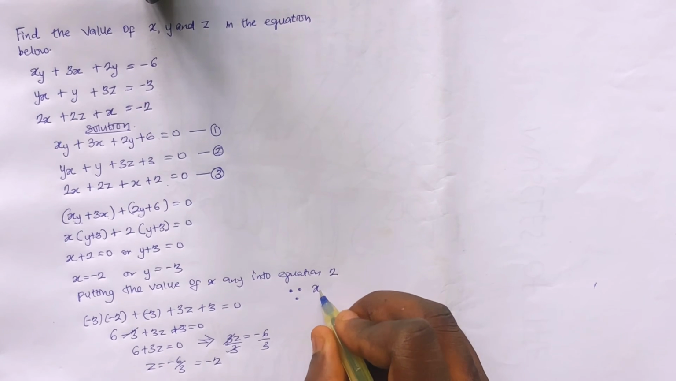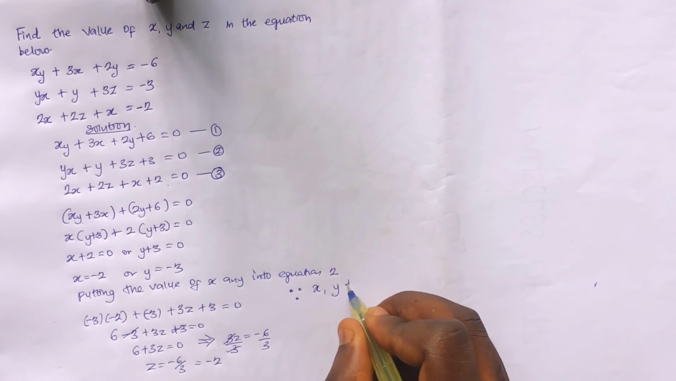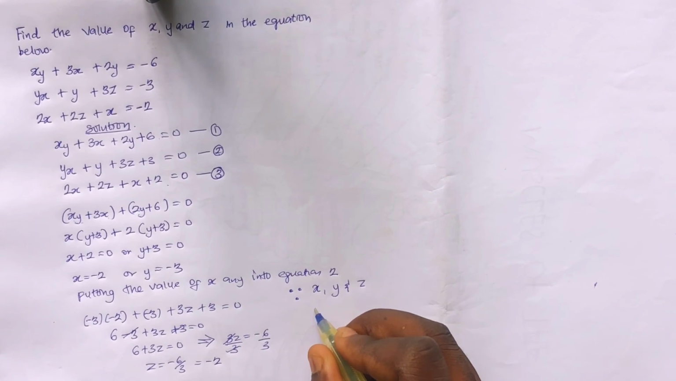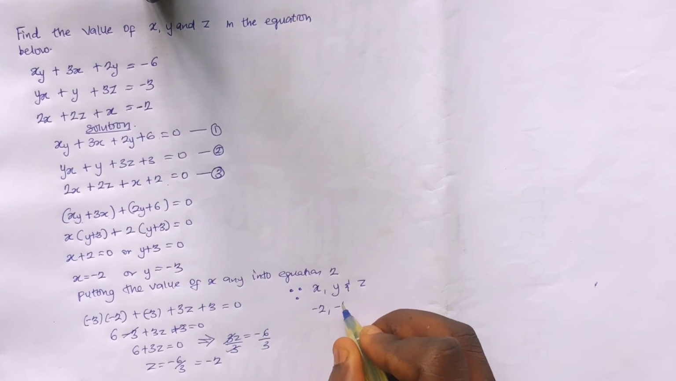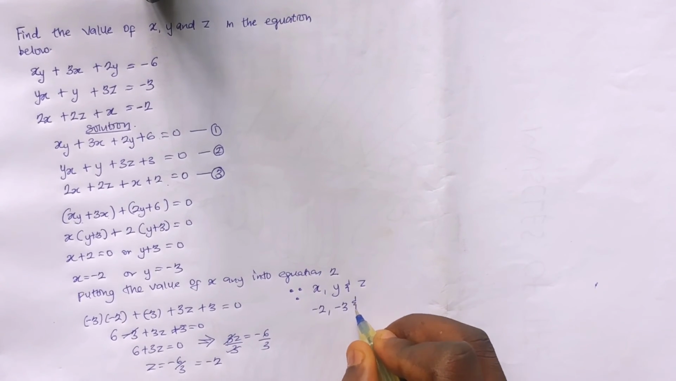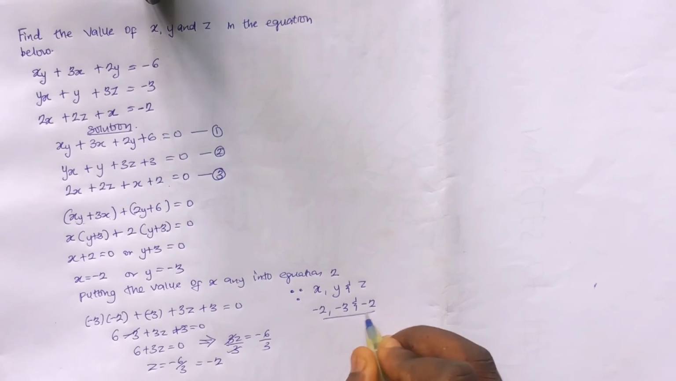So therefore, the values of x, y, and z are minus 2, minus 3, and minus 2. This is the final answer.